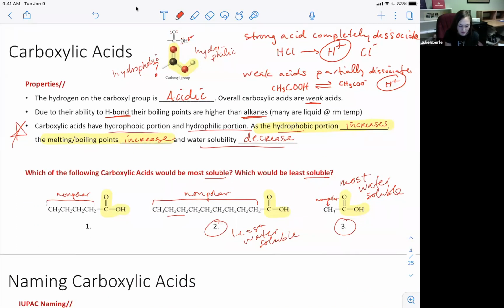Yeah, if it's got more carbons and hydrogens, like number 2, then it's more nonpolar, and therefore it's not as water soluble or not water soluble at all. And you can get a lot of London dispersion interactions between 2 chains like this if you had 2 molecules lined up next to each other. So that's why it's going to have a higher melting or boiling point. Is that good? Yeah. Okay.